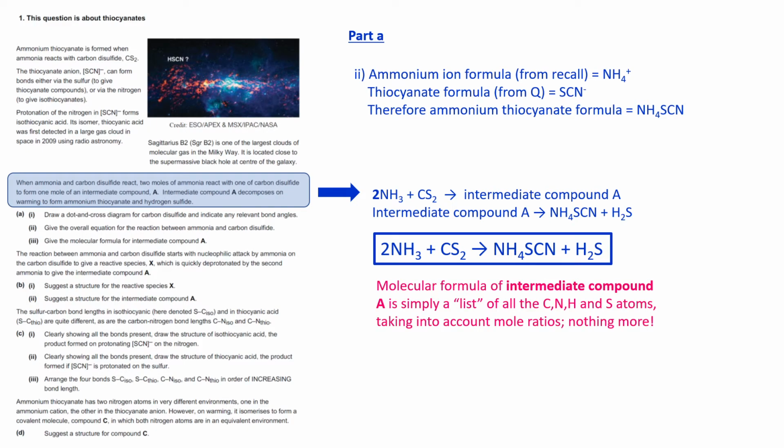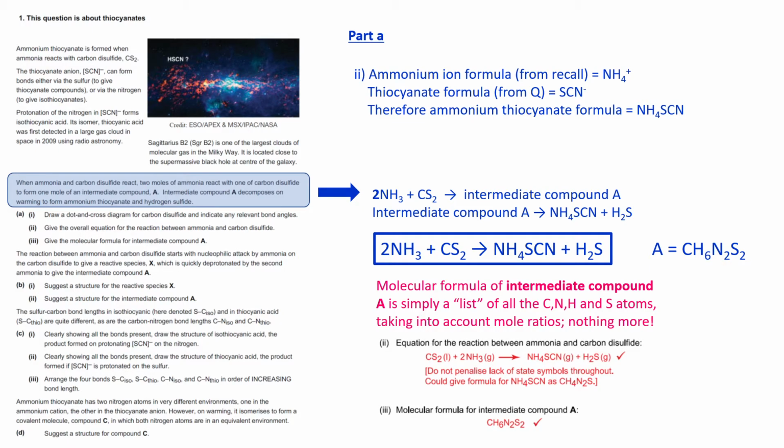Now the molecular formula they want for part III, as any other molecular formula, is simply a list of all the carbon, nitrogen, hydrogen, sulfur atoms. So taking into account the mole ratios, meaning 2 moles of NH3, you'd have CH6N2S2.